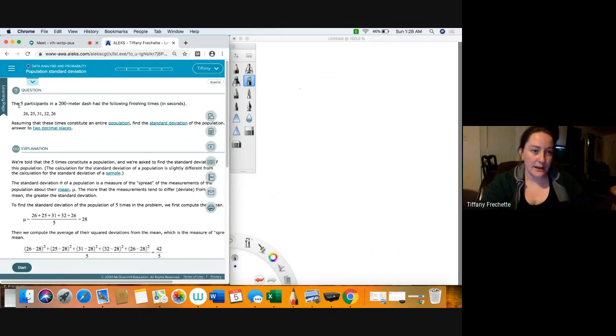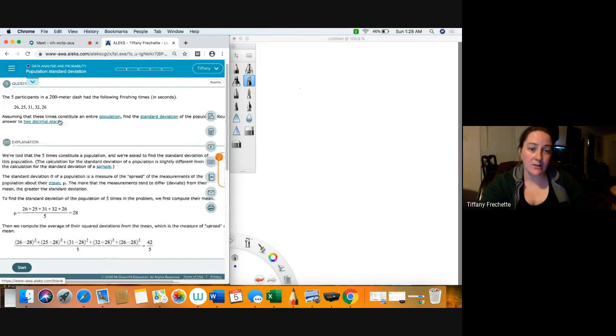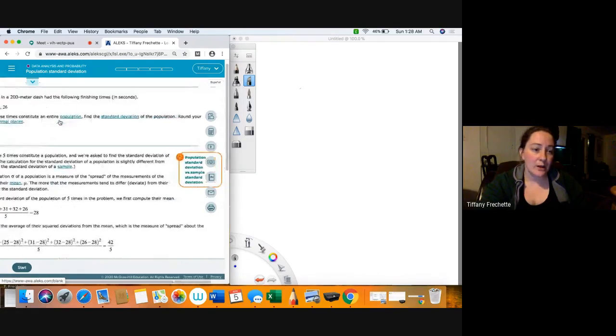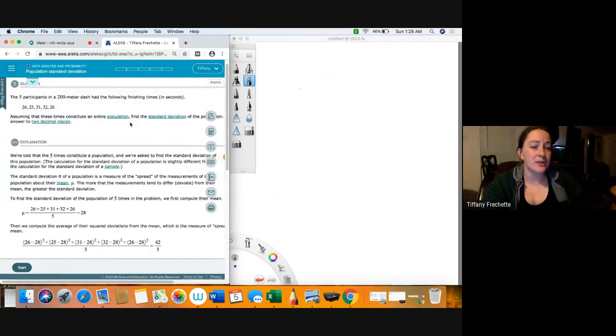All right, so we have 5 participants in a 200-meter dash had the following finish times in seconds. So here are the 5 finish times for these 5 participants. And assuming that these times constitute an entire population, find the standard deviation of the population, round your answer to 2 decimal places. So again, if you don't know the definition of any of these blue words, you are welcome to click on them. It opens them up.